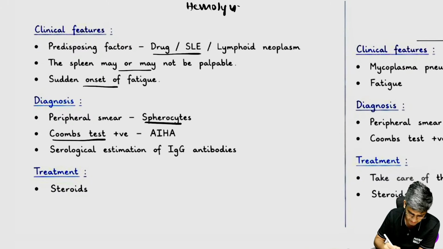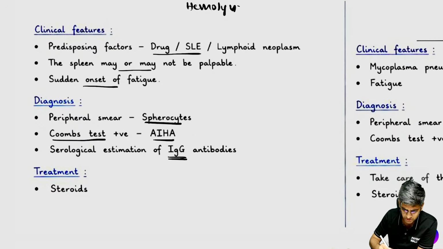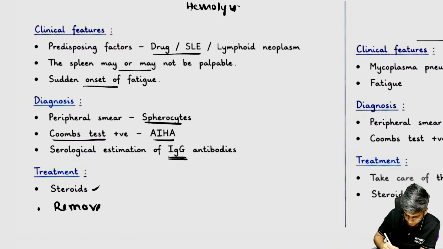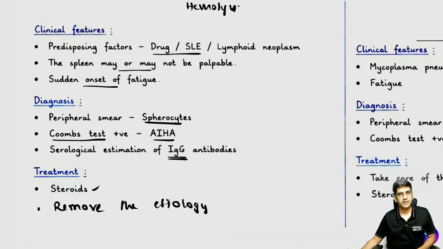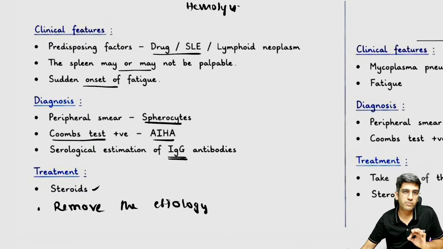You do a Coombs test. Coombs test positive, I go for IgG. Then I can do a serology, say, okay, IgG autoantibody is present, my diagnosis sorted. Treatment, steroids, plus or minus remove the etiology. When I say remove the etiology, if a drug is the etiology, remove them. As simple as that. If I have infection, treat them. Lymphoid neoplasm, treat them. That's how we remove the etiology. That's for warm autoimmune hemolytic anemia.